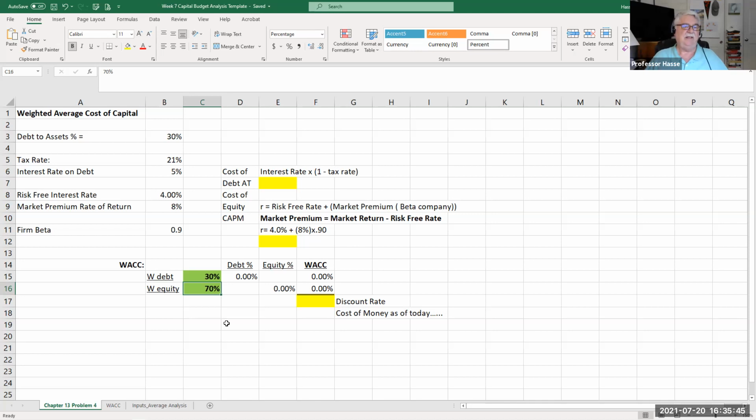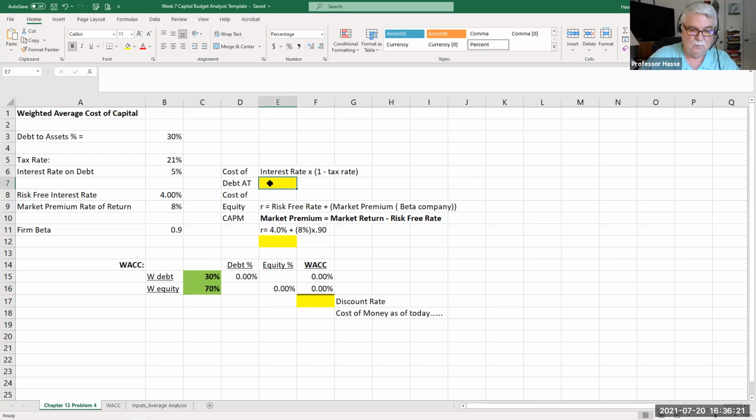So now we can calculate the after-tax cost of debt, where the interest rate is multiplied times 1 minus the tax rate. In other words, we get a tax deduction. Interest expense is a tax deduction. So if the company's tax rate is 21% in this problem, it's different for every business, then you take 1 minus 21%, which is 79%, and multiply that times 0.05, 5%.